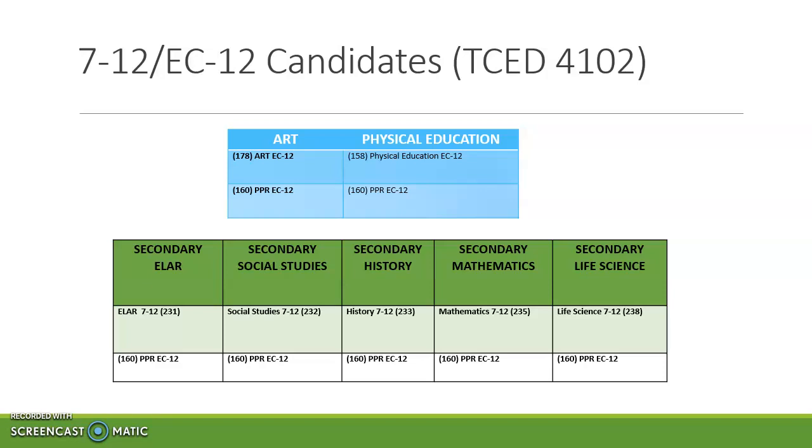If you are my secondary students, you are under the 7 through 12 or EC through 12 candidates, and you are taking TCED 4102. If you look specifically at this slide, you will see that if you are taking art or physical education, everyone is taking PPR across. Same with the secondary. You are then taking that second exam, which is your content area. So my 7 through 12 secondary students are only responsible for taking 2 exams.